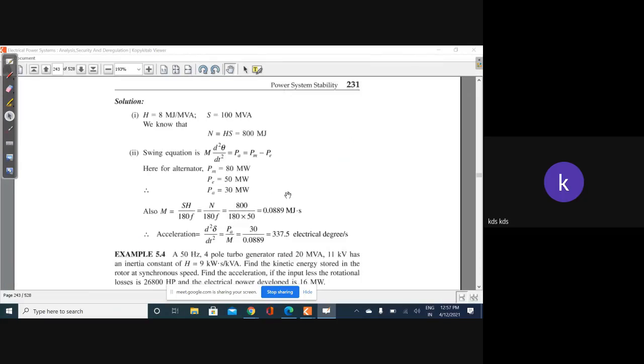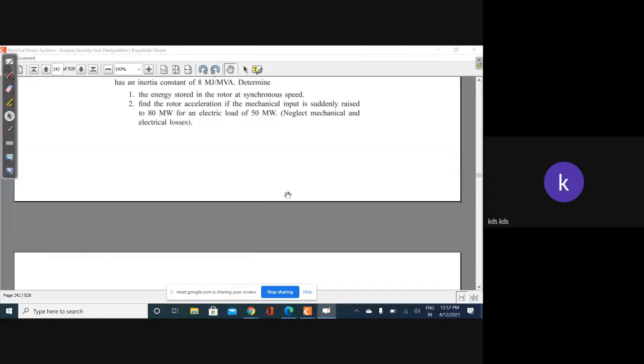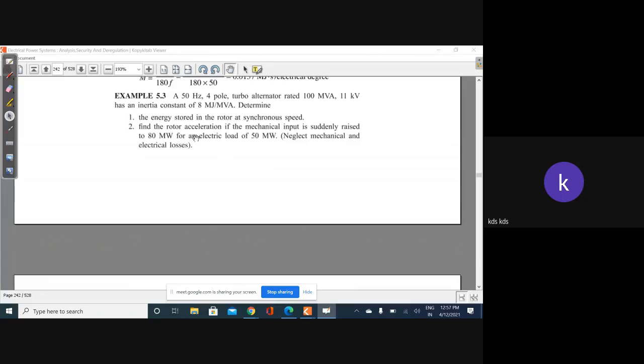Now, the second part is to find the rotor acceleration if the mechanical input is suddenly raised to 80 megawatts for an electric load of 50 megawatts. You can see here the mechanical input is 80, the electrical load is 50, and the difference is 30. So this 30 is the accelerating power which will cause the acceleration of the rotor.